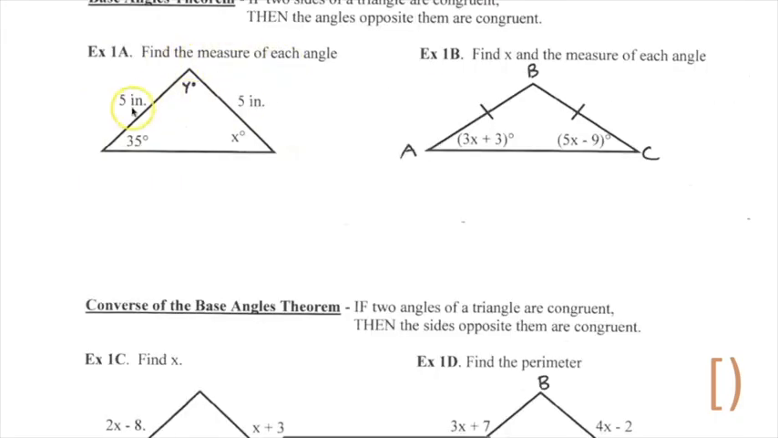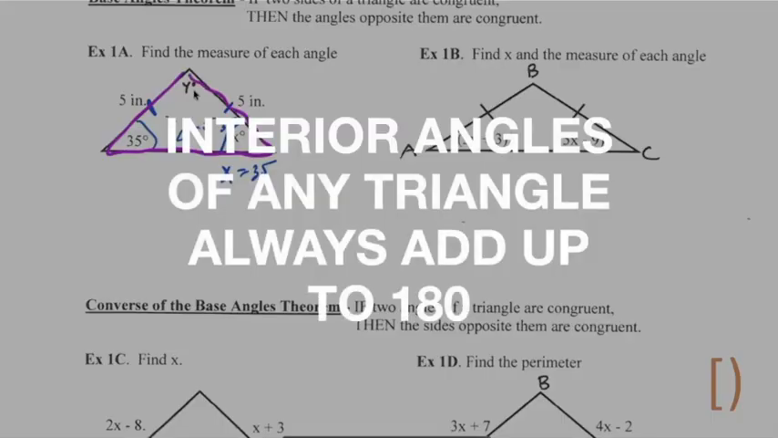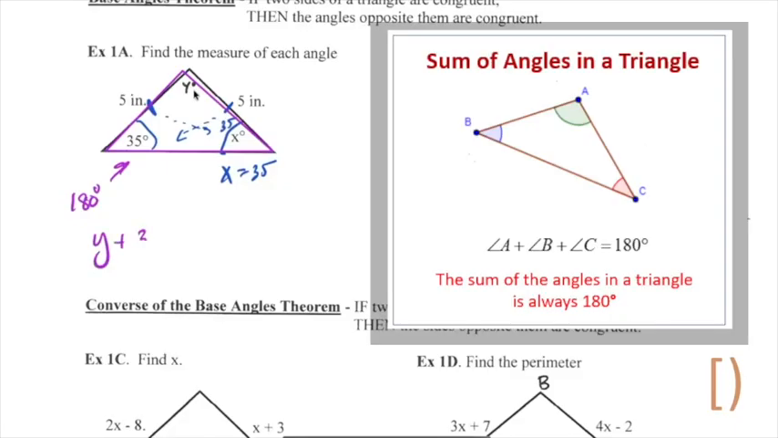Find the measure of each angle. Keep in mind that if we look at it, these two sides are the same. And if those two sides are the same, that means the angles opposite them are the same. This angle over here is equal to this angle over there. So x is equal to 35. And then how are we going to solve for angle y? Well, it's a triangle. Triangles are always 180. If I have y plus 35 plus 35, it's going to equal 180. Let's do a little math. y plus 70 equals 180. Subtract 70 from both sides. y is going to equal 110 degrees.